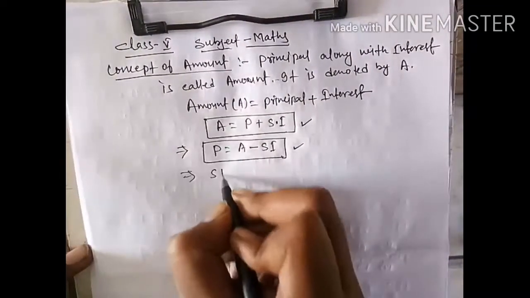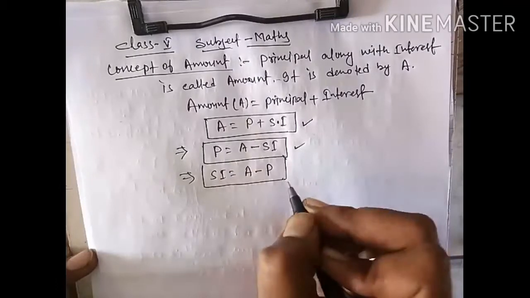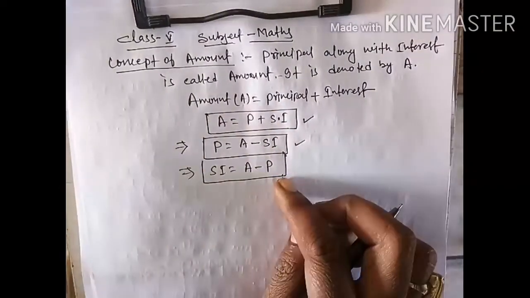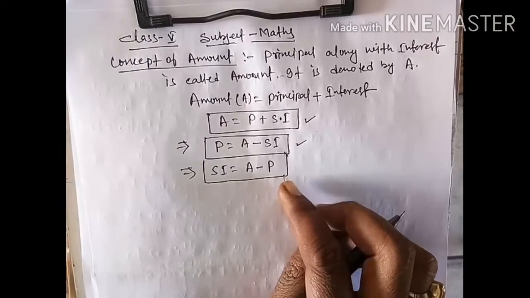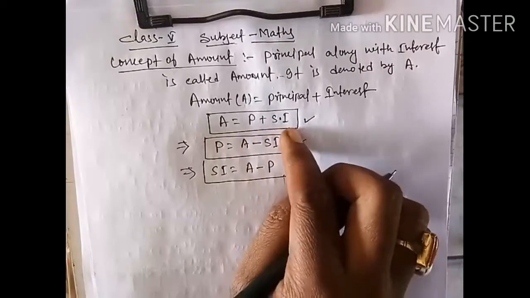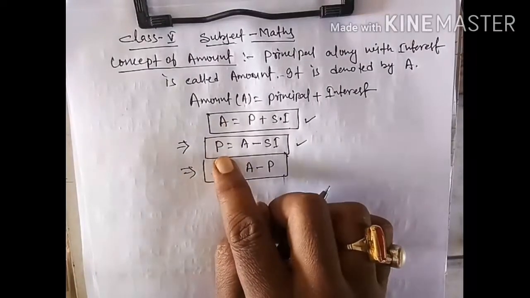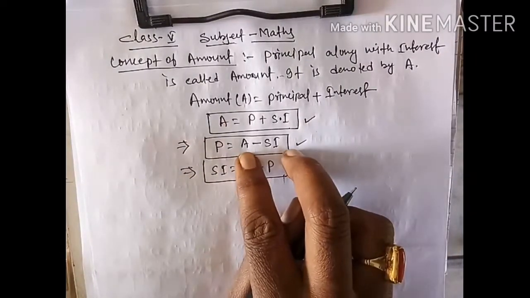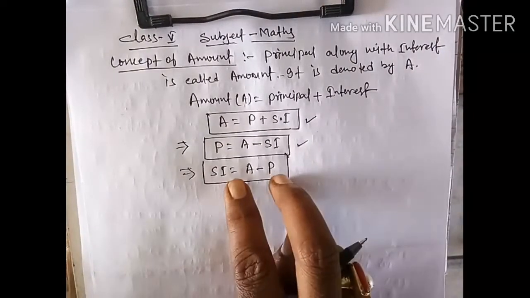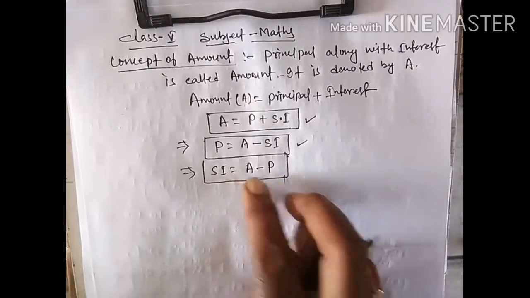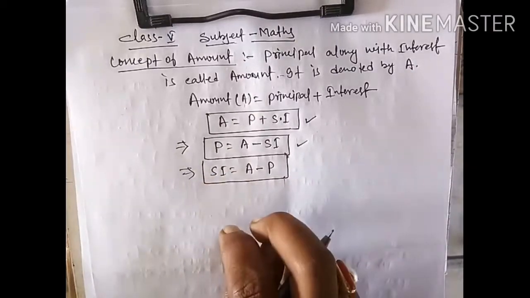And if you have to find simple interest and are given amount and principal, then SI is equal to A minus P. These three formulas help to find amount, principal and simple interest. When you have to find amount, add principal and simple interest. When you have to find principal, subtract SI from amount. When you have to find simple interest, subtract principal from amount.